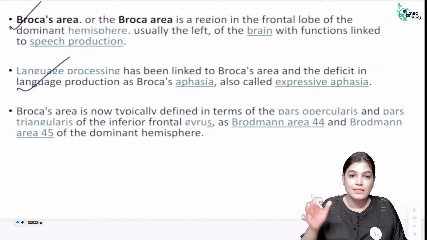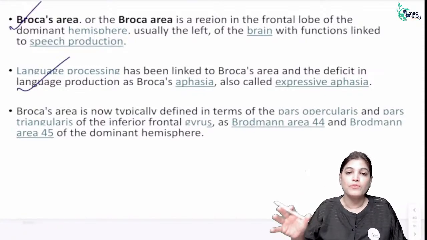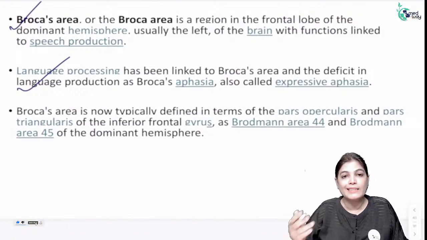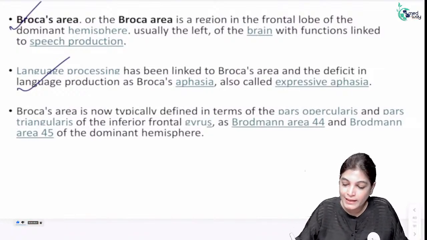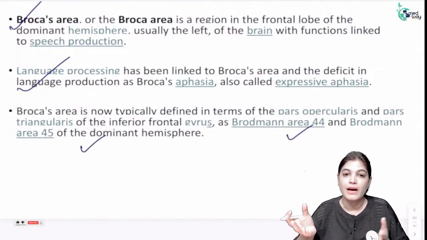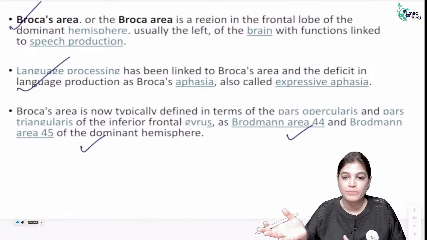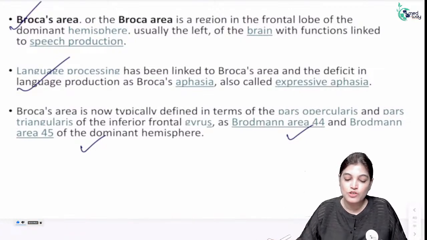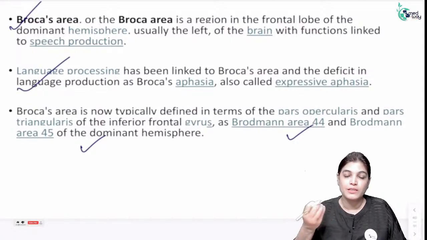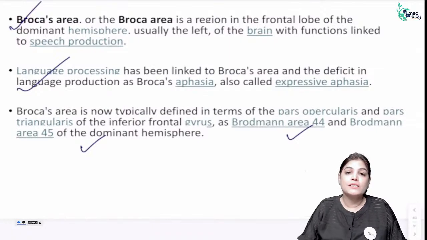If there is a lesion of area number 44, 45, what will happen? We know that it is located in the pars opercularis and pars triangularis of the dominant side. Most of us are right-handed, so it will be in the left cerebral hemisphere, and the resultant condition will be a deformity in the production of language, speech: Broca's aphasia, and this condition is called expressive aphasia.